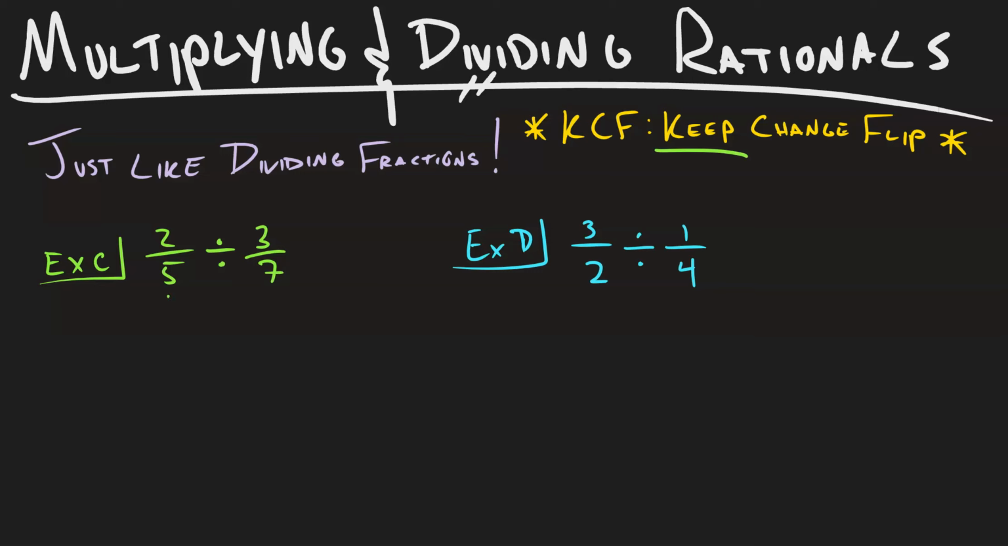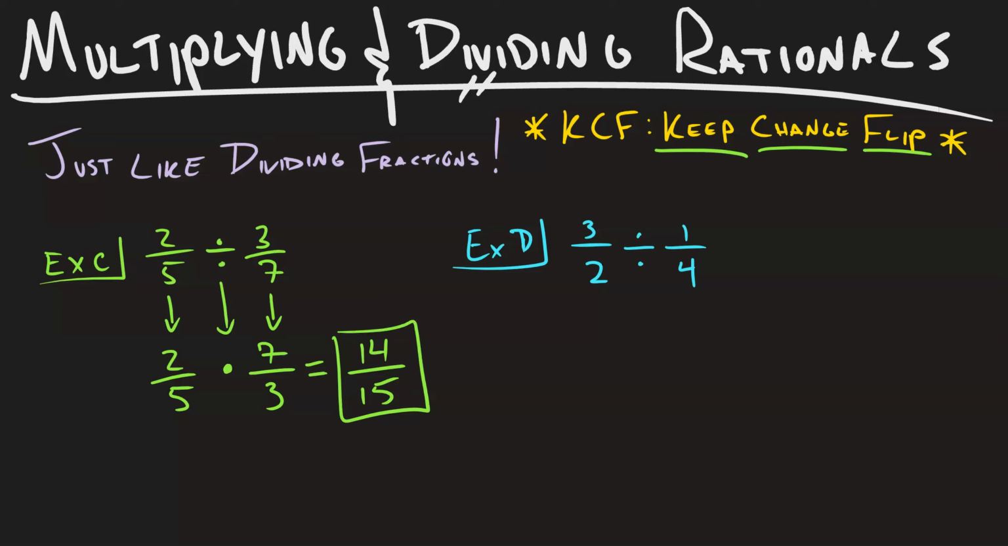keep the first fraction as is, so we're going to keep it as 2/5. We're going to change our operation from division to multiplication, and we're going to flip our second fraction, which means really finding the reciprocal, which is 7/3 in this case. And we're just going to multiply as normal, so we multiply straight across, giving us 14/15.